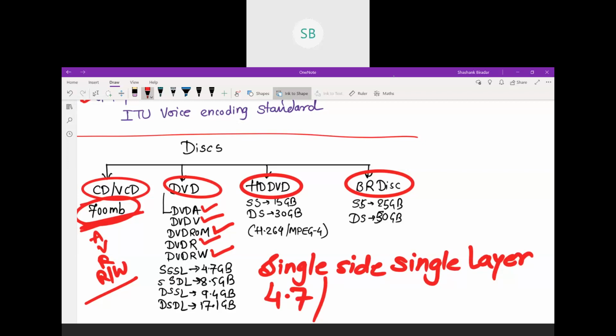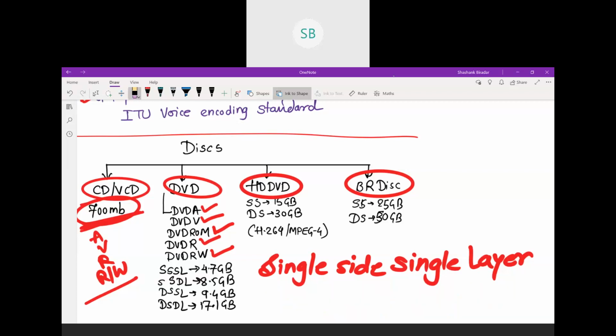In the same side, if you are having double layers, then it is 8.5 GB. Then double side single layer, that is 9.4 GB, and double side double layer, that is 17.1 GB. Okay, so this is the variation which is present as far as DVDs are concerned.